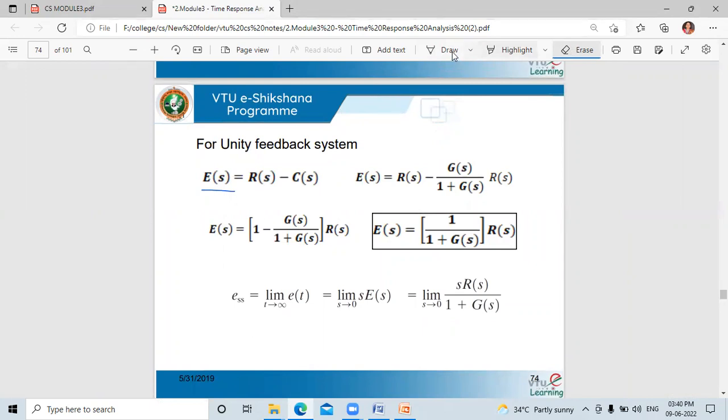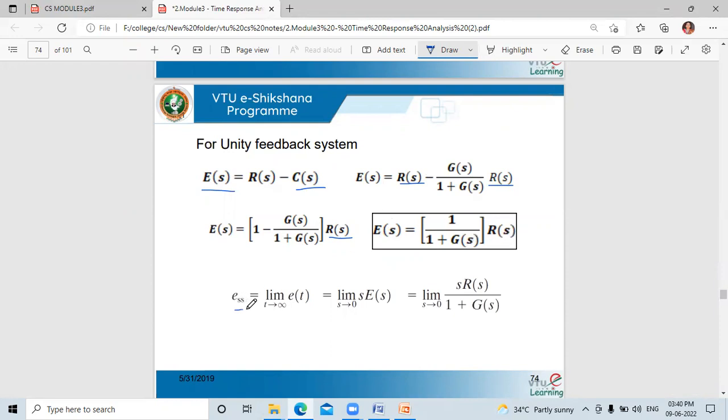Next, E of S equals R of S minus C of S. We have written that C of S divided by R of S equals G of S divided by 1 plus G of S. So C of S equals G of S divided by 1 plus G of S into R of S. Taking R of S common, we get 1 minus G of S divided by 1 plus G of S. After taking LCM, E of S equals 1 divided by 1 plus G of S into R of S.